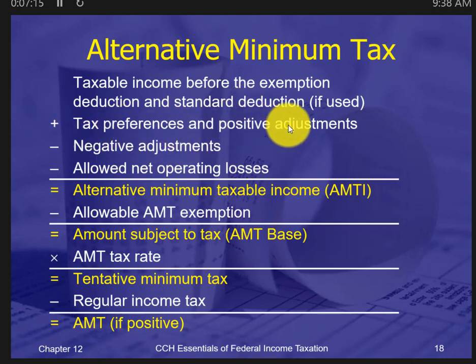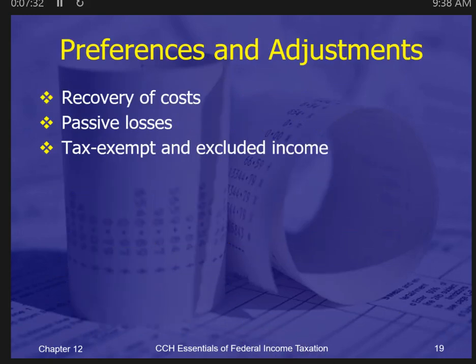Add tax preferences and positive adjustments, negative adjustments. We'll talk about what these are. We subtract an allowable AMT exemption, multiplied by the tax rate. And this is one place where it's simpler. There's only 2 tax rates. And then you compare it to your regular income tax to see if you actually owe the AMT.